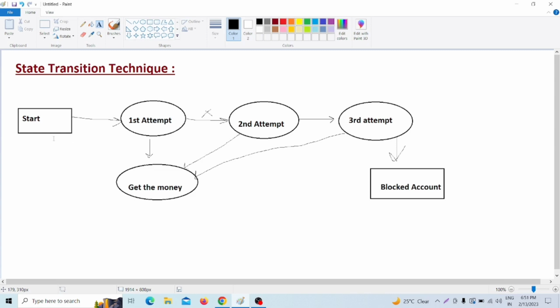Let's go for another example. Suppose you have built an application, and you have restricted something like this. Suppose your application is like Flipkart, any order delivery application, any e-commerce application. Now you put some restriction that if any user gives the wrong username or wrong password the third time, then the account will be blocked or he cannot get any order delivery.